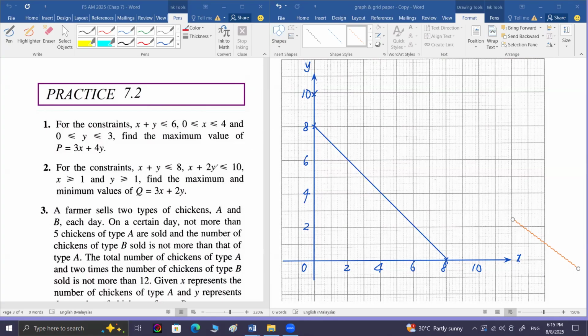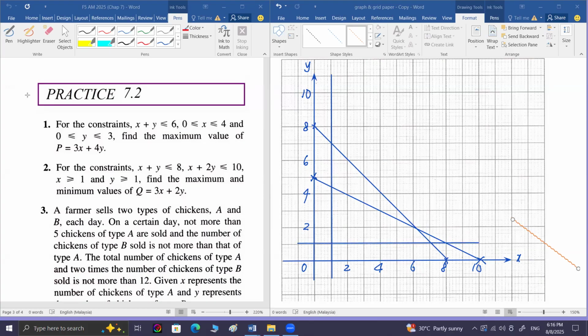If y is 0, so it's not x is 0, sorry. X is 0, y is 5. Y is 0, x you got 10. You can make the table, up to you. After that, x greater than 1 is here. Y greater than 1 also is here. So don't forget that, class.